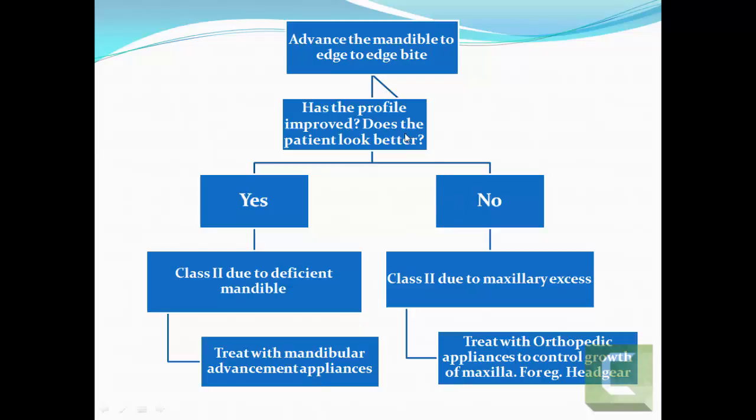And if the profile of the patient worsens with the VTO or with the advancement of the mandible, then it means that the class 2 malocclusion is due to maxillary excess, and we treat it accordingly with orthopedic appliances which control the growth of the maxilla, for example, appliances like headgear. So this was all about the clinical procedure called VTO, which is quite simple and very helpful indeed.